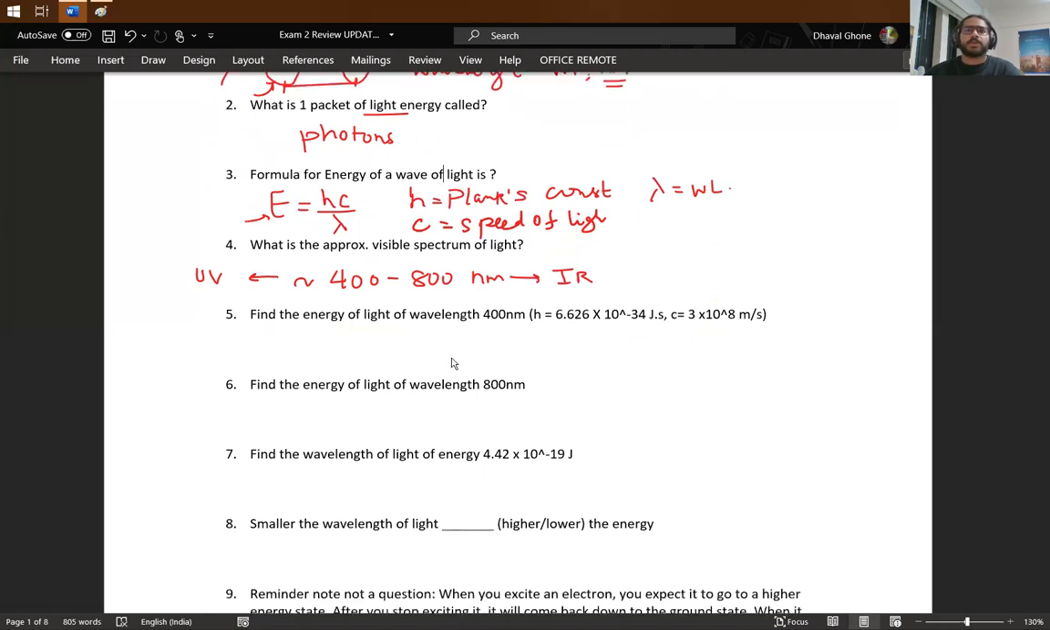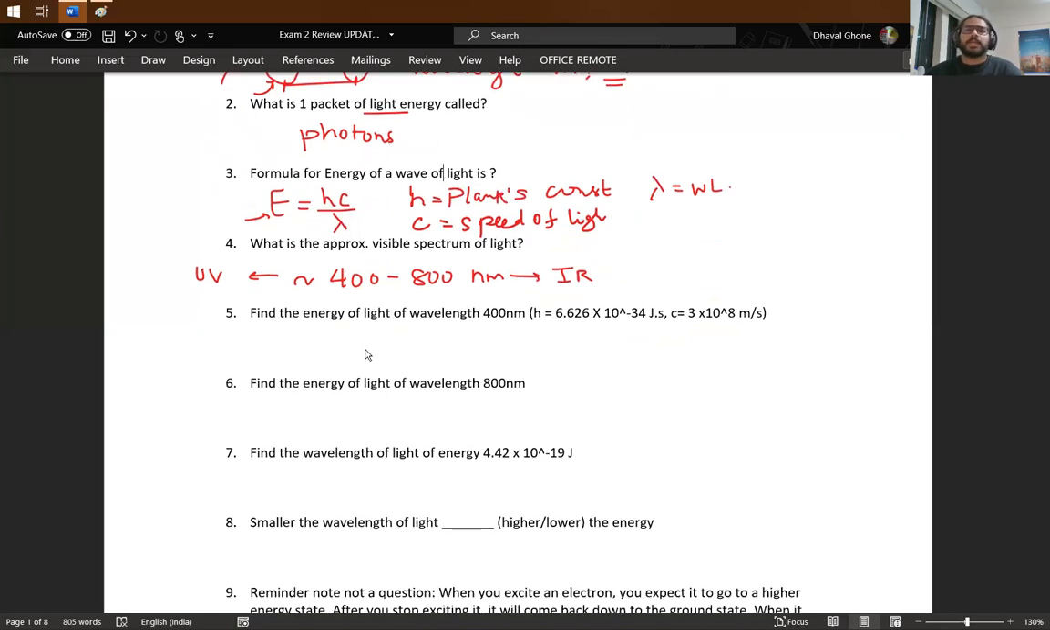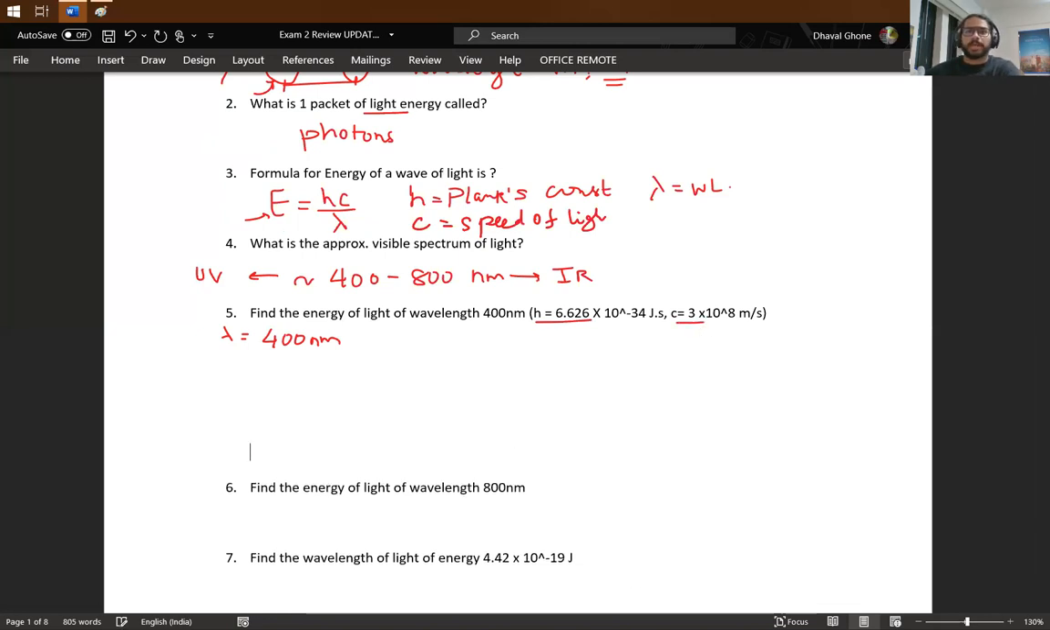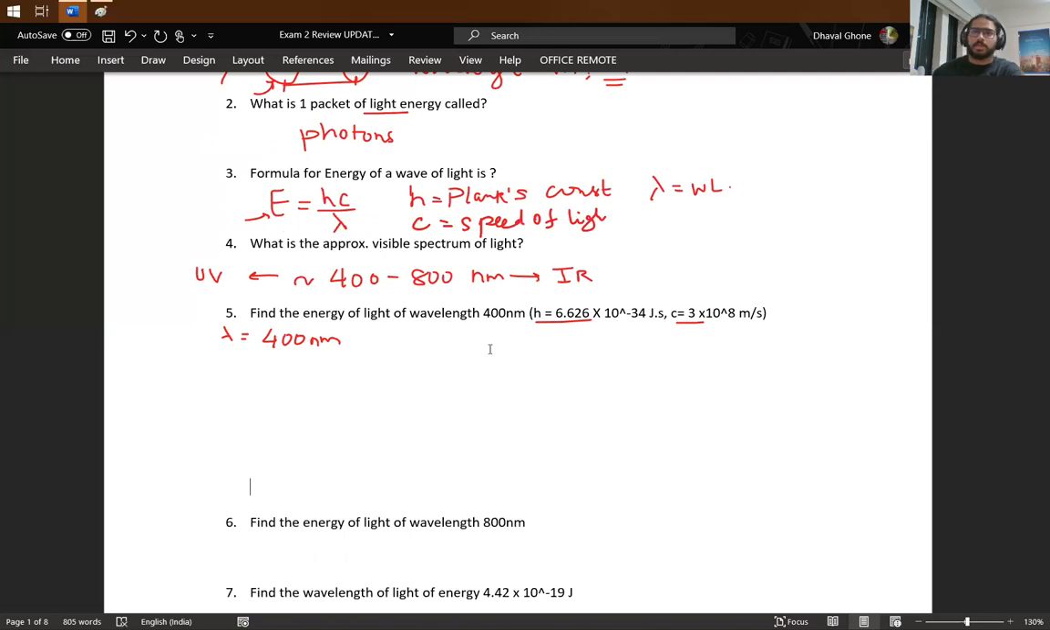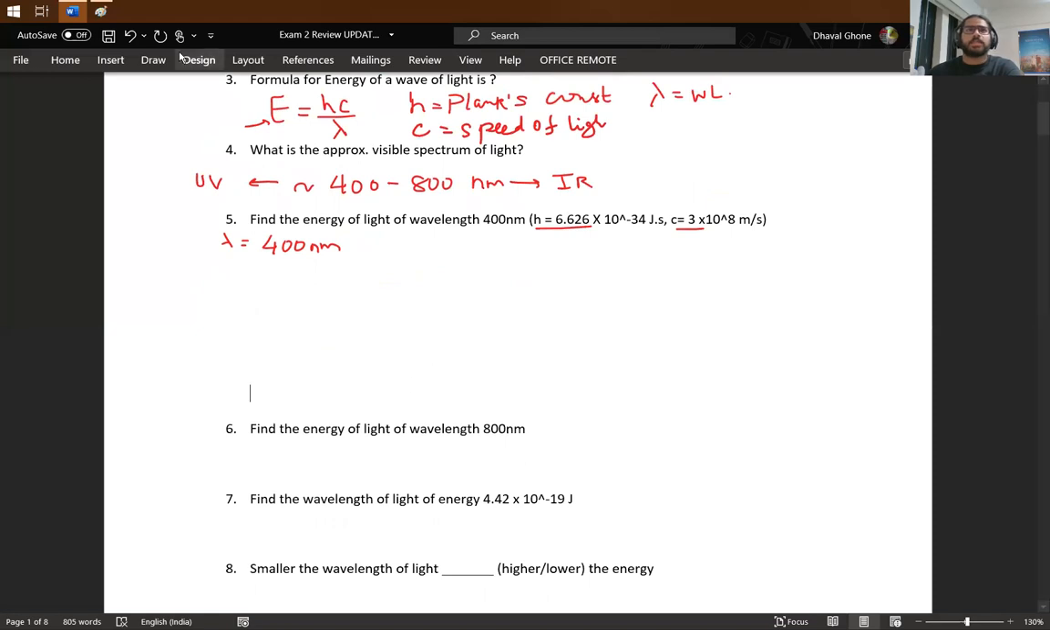Cool. Question 5. Find the energy of light of wavelength 400 nanometers. So you have a wave of light with lambda equals 400 nanometers, and the question is to find the energy in it. I've given you the values for h and c, and all you have to do is plug them in and find it. I would recommend trying to do the math on your own. It's a little complicated. Once you're done, then come see how I solve it.